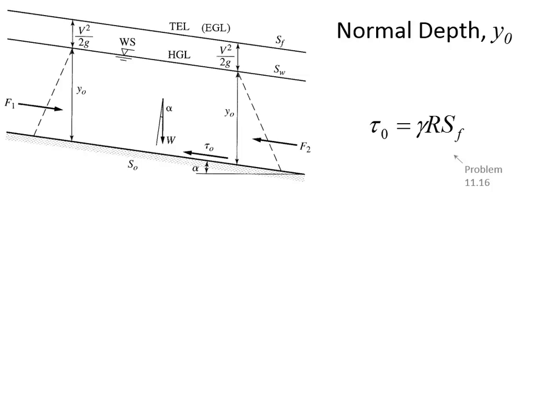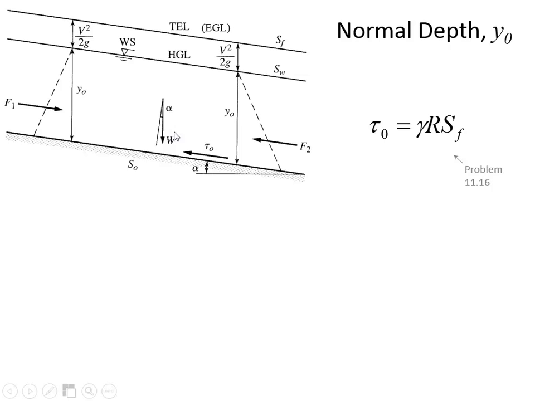But normal flow for a channel means uniform flow that's steady. It means that all three of the lines that we're interested in, the energy grade line, the hydraulic grade line, and the channel bed, are parallel to each other. And we talked about that in our last lecture when we were doing chapter 10 stuff.